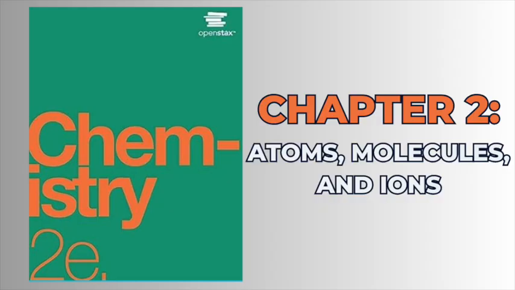Figure 2.20: Benzene, C6H6, is produced during oil refining and has many industrial uses. A benzene molecule can be represented as A, a structural formula, B, a ball-and-stick model, and C, a space-filling model. D, benzene is a clear liquid. Credit D, modification of work by Sahar Atwa.